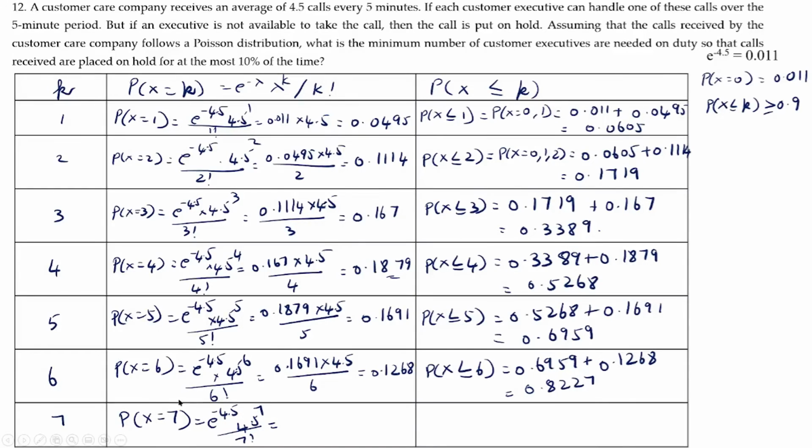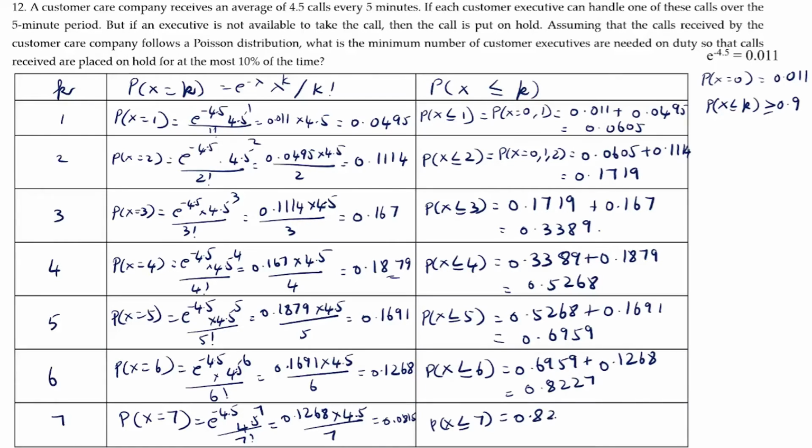Now this will be probability of x is equal to 6 into 4.5 by 7, because for this expression we got the value as 0.1268 into 4.5 divided by 7. Now when we simplify, we get it as 0.0815. Now let us find probability of x less than or equal to 7. Probability of x less than or equal to 7 will be probability of x less than or equal to 6 plus probability of x equal to 7.